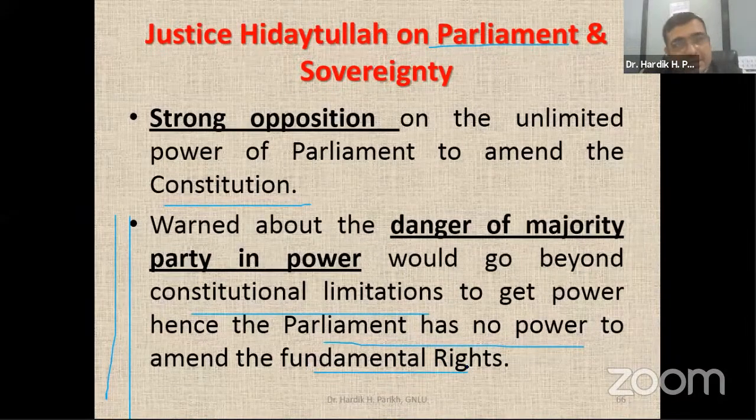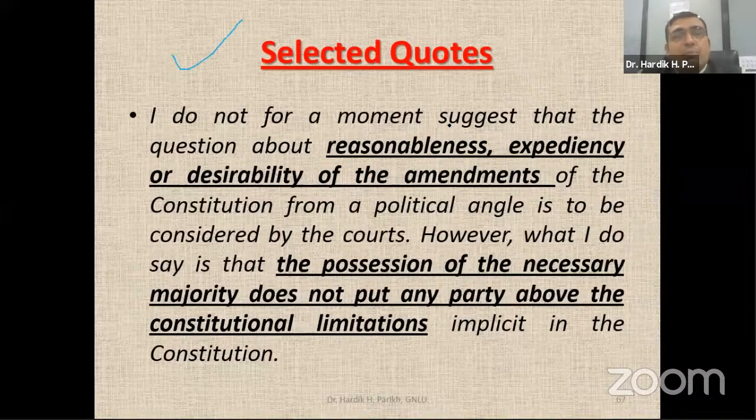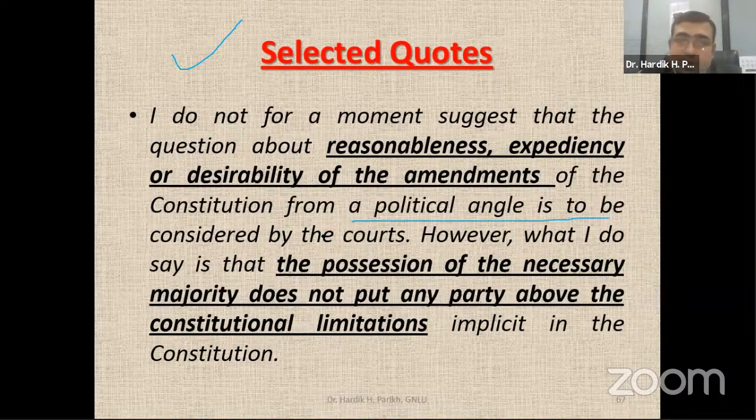So in case the government is getting a majority, they can do it with the other parts of the Constitution, but fundamental rights should not be touched. And this is the selected quote from Justice Hidayatullah's judgment. See what is mentioned. I do not for a moment suggest that the question about reasonableness, expediency, and desirability of the amendments of the Constitution from a political angle is to be considered by the court. However, what I say is that the possession of this necessary majority does not put any party above the constitutional limitation implicit in the Constitution.